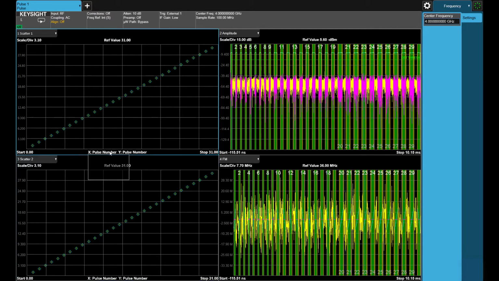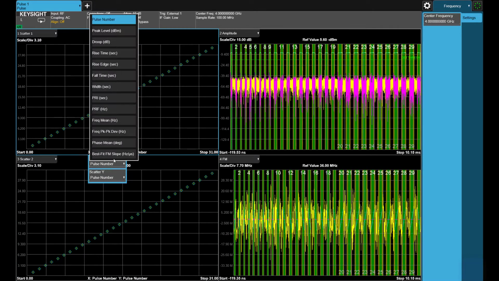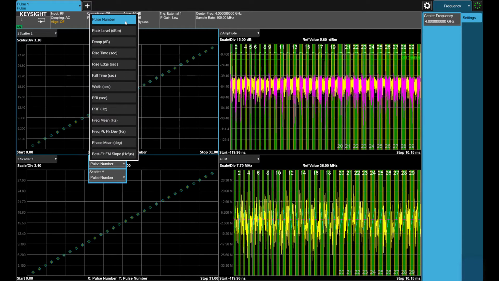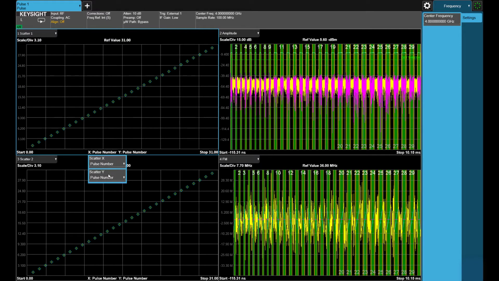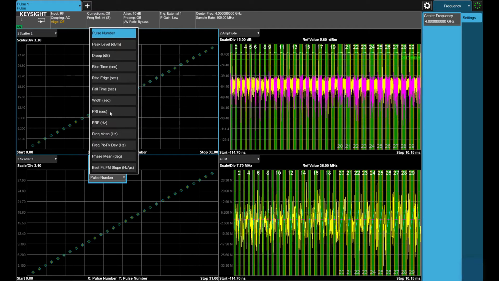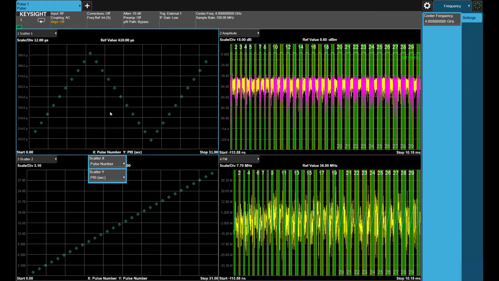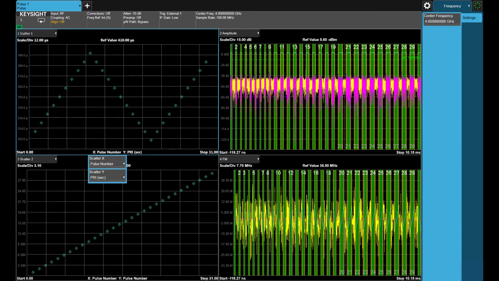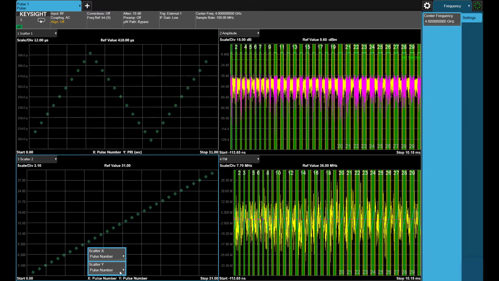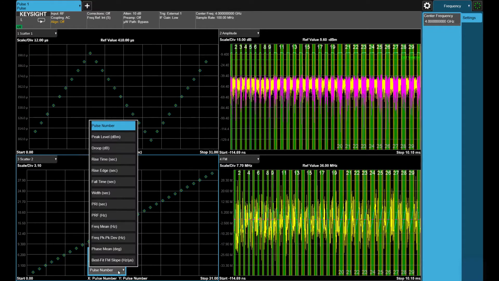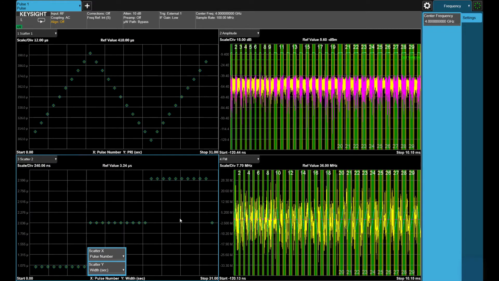There are many different pulse parameters which we can view in the scatter plots. We'll look at pulse number versus PRI and pulse number versus pulse width. This will allow us to view these pulse parameter trends over time.